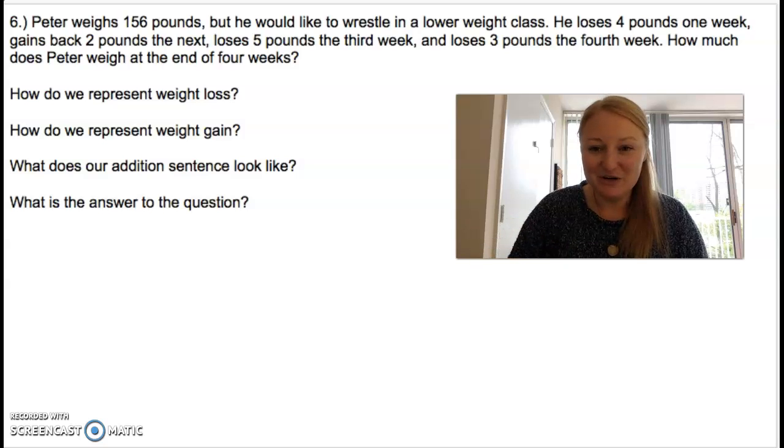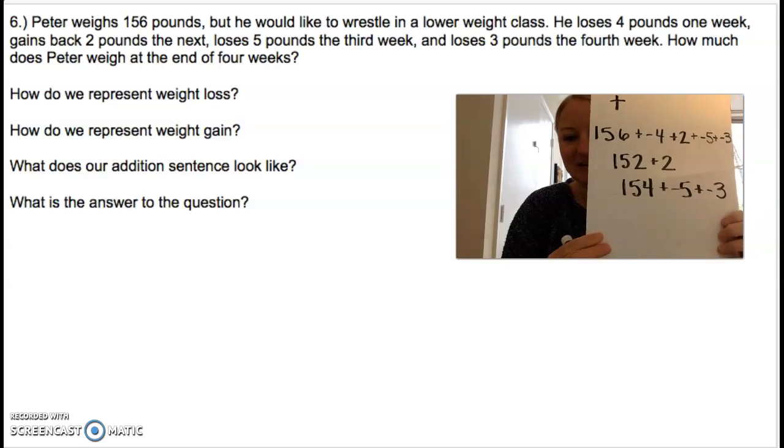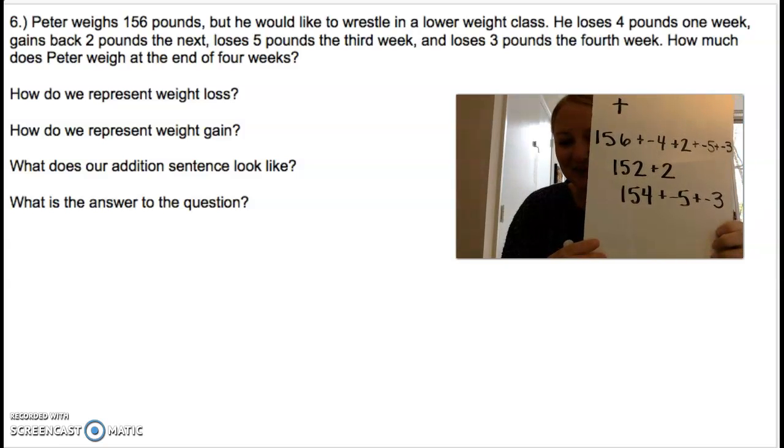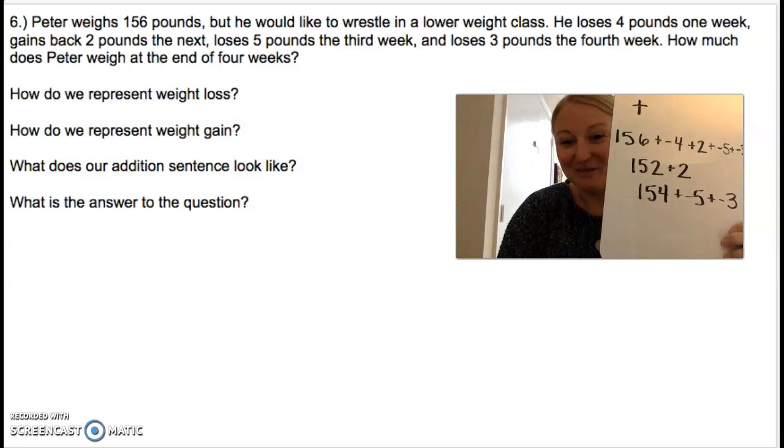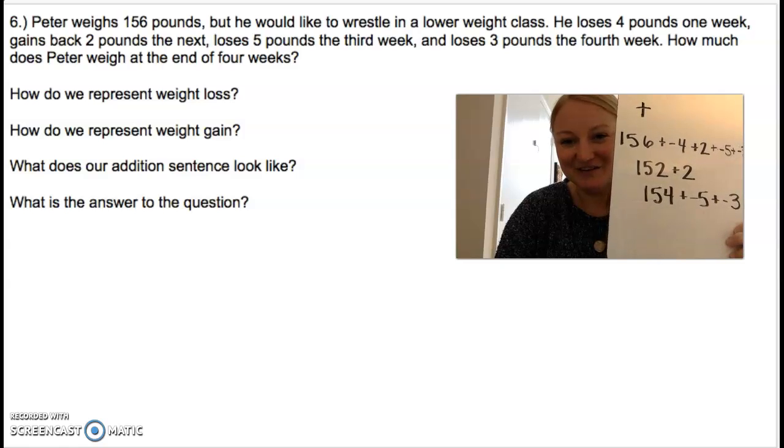So I'm going to start with my 156 plus -4, and that's going to get me what? 152. And then I'm going to do my 152 plus 2 that he gained, and I have 154 plus -5 plus -3. Go ahead and finish out that problem on your own, and you can pause it and then press play when you're ready to hear the final answer.